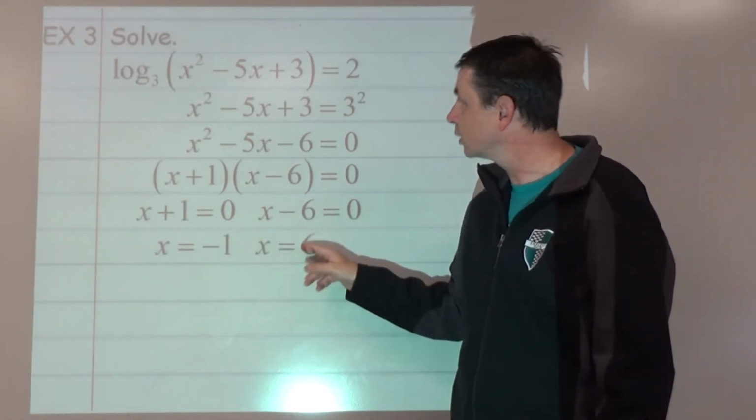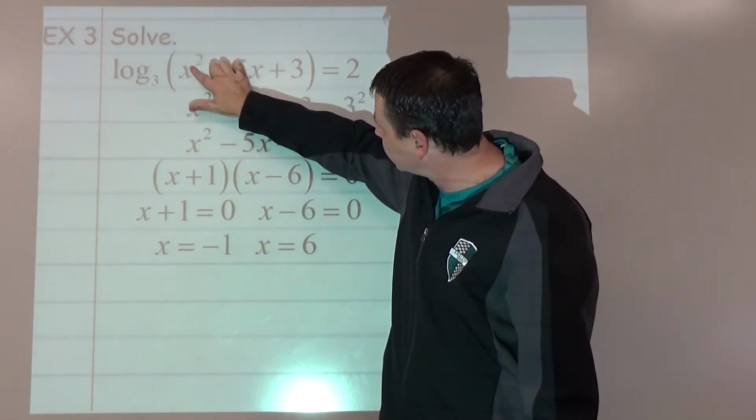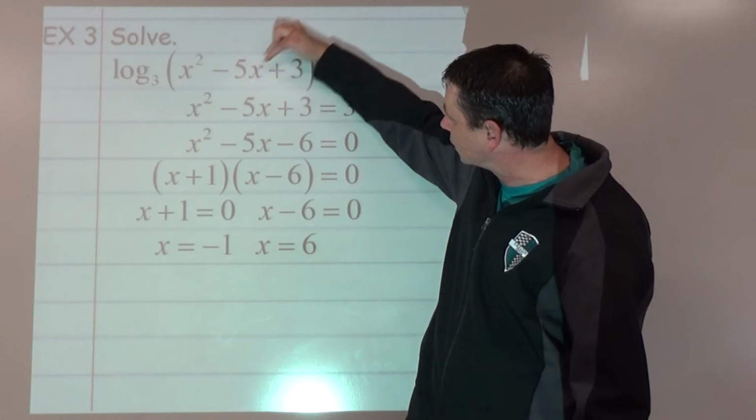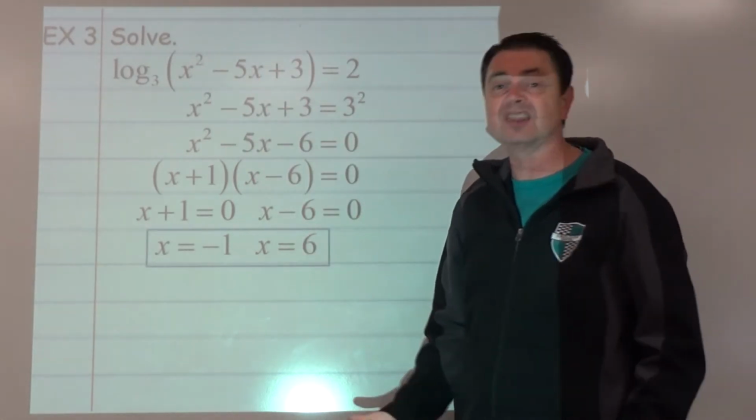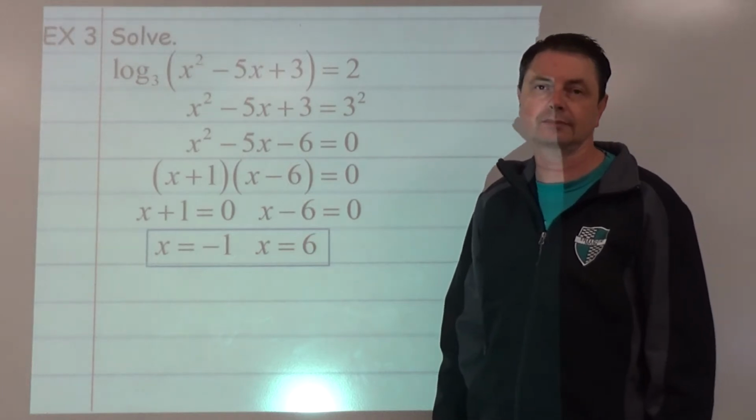So that one's okay. What about the 6? 36 minus 30 plus 3, that's also 9. So that one's also okay. They're both solutions.